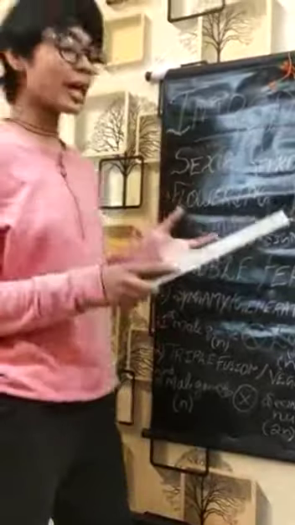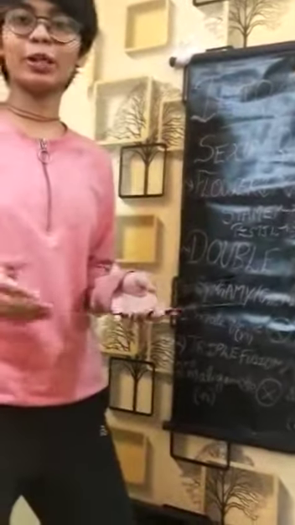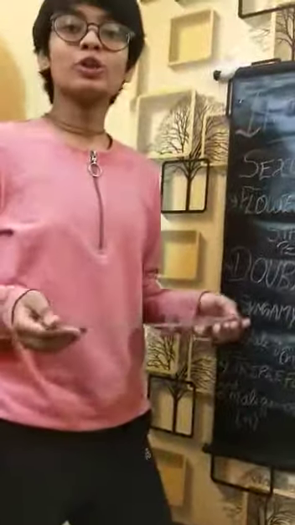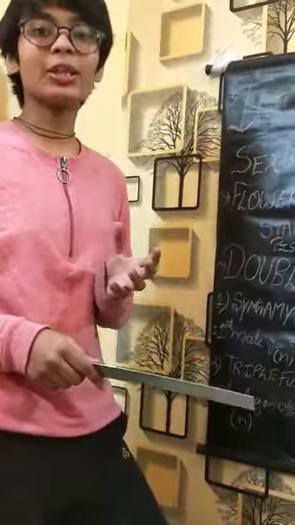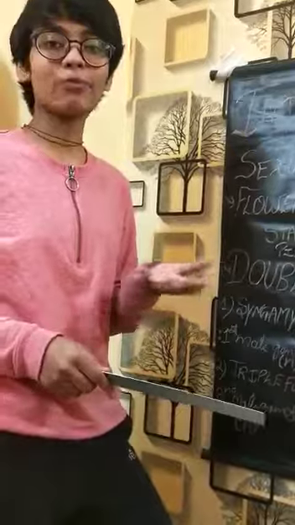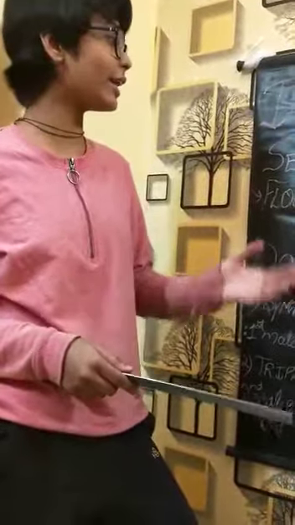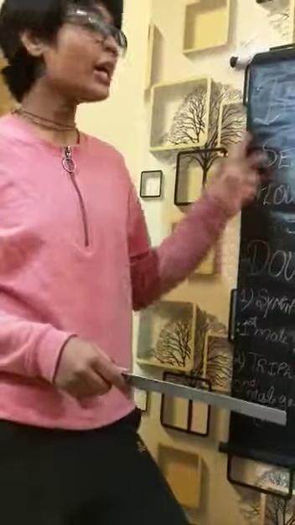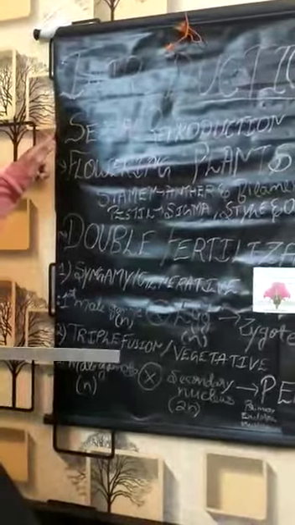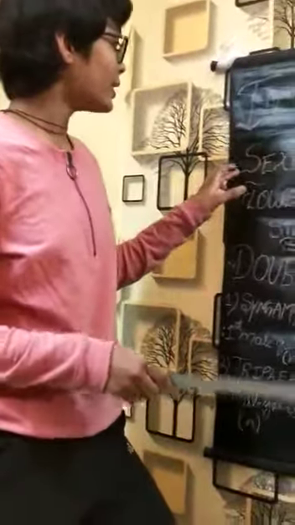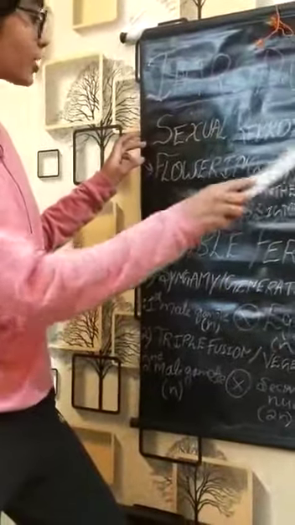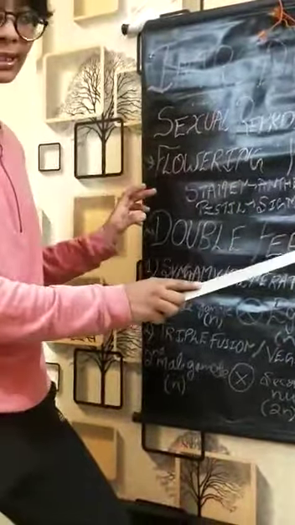Introduction to the Biology chapter on reproduction, which plays a key role in our biology part. So let's get started. It is a difficult chapter for the 10th examination, because it's high time for the 10th examination. In this chapter we cover two main topics which are very difficult for 10th class students to understand: sexual reproduction in flowering plants and double fertilization.